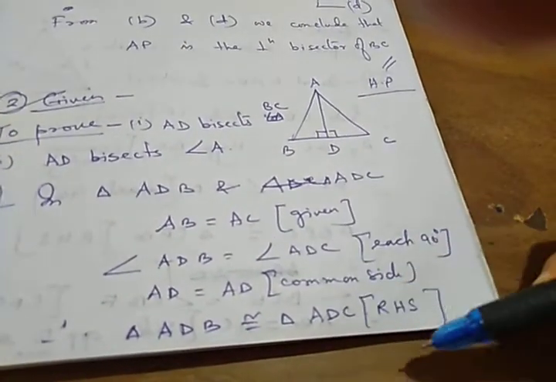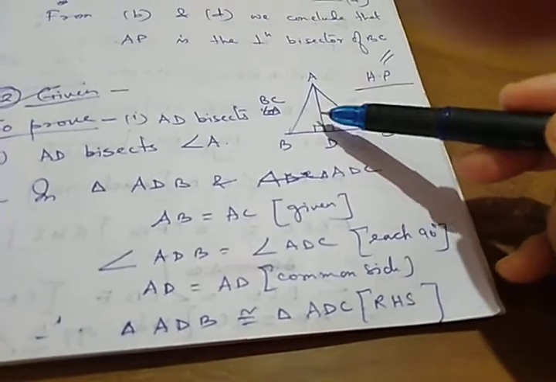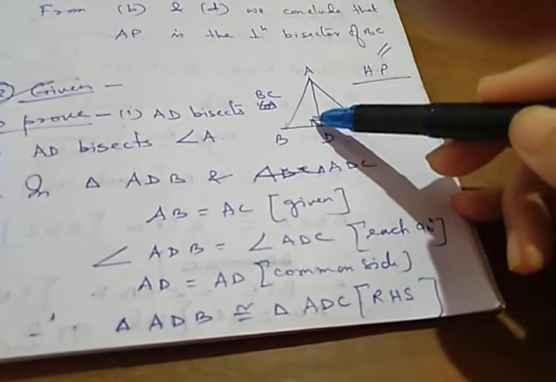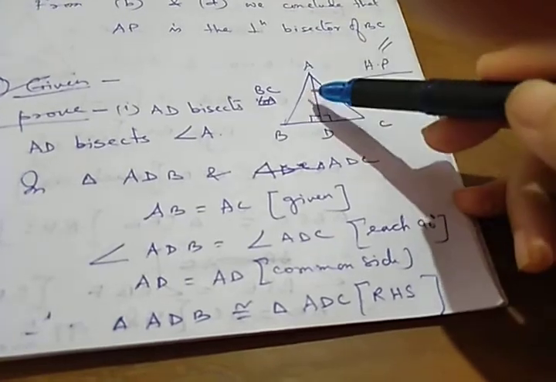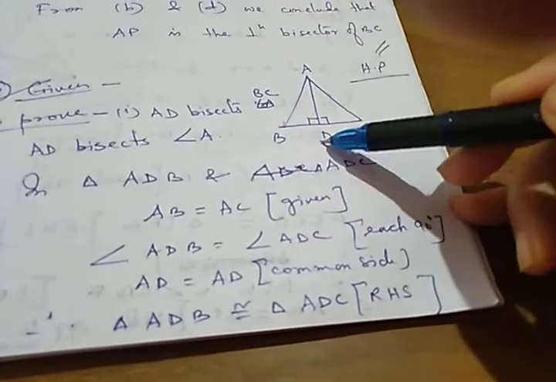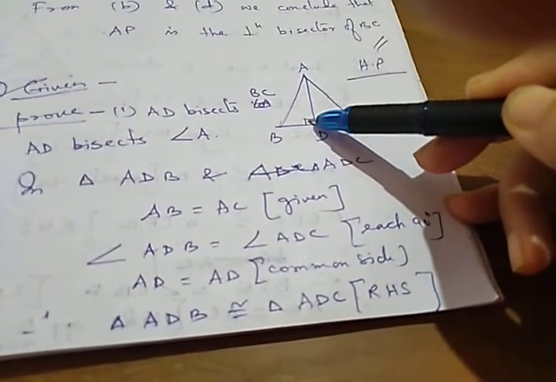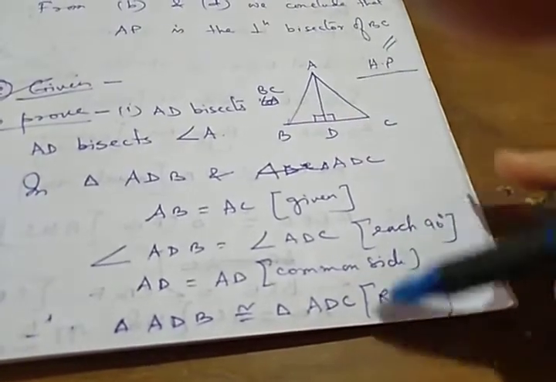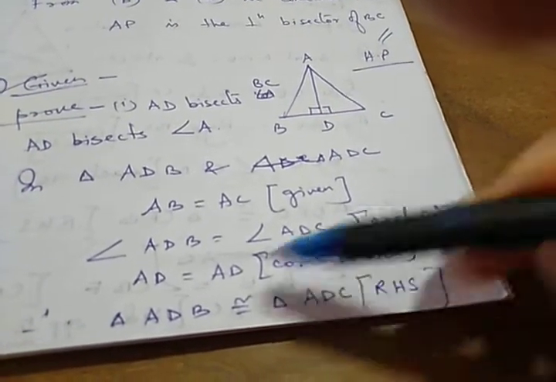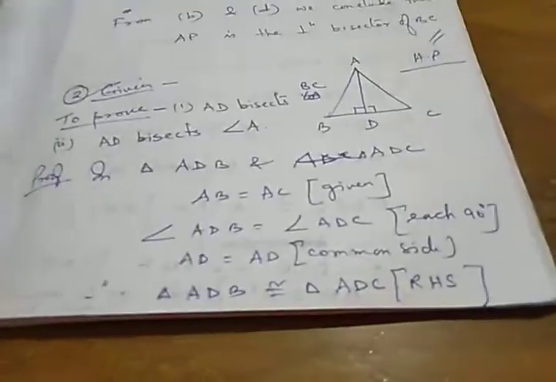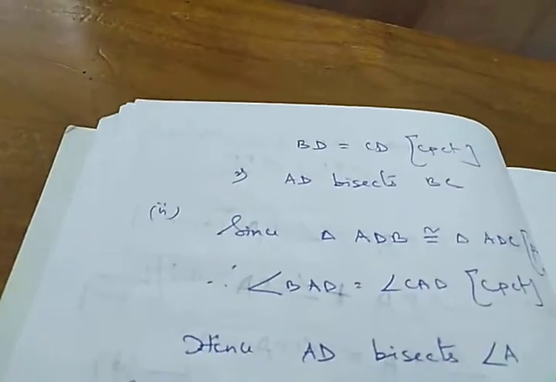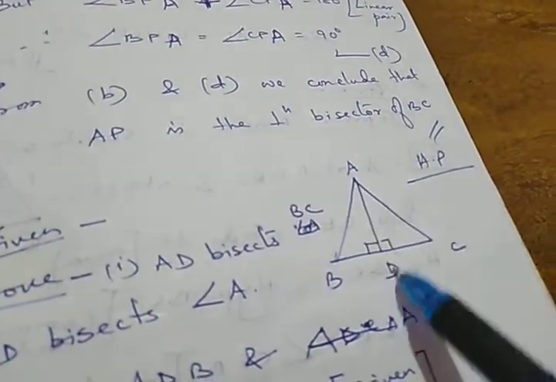With the help of these three conditions, we have taken this 90 degree, this side and this side. So this is right angle, hypotenuse, side. With the help of RHS, we have proved that these two triangles are congruent. Now after proving the triangles congruent, we can write therefore BD equals CD, which means AD bisects BC. So the first one is proved.